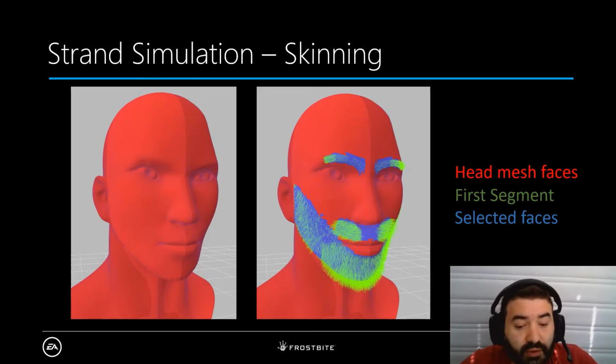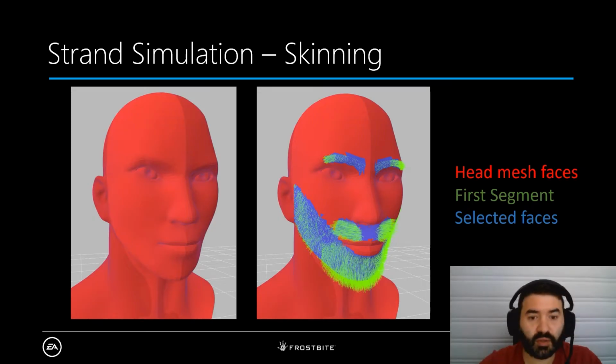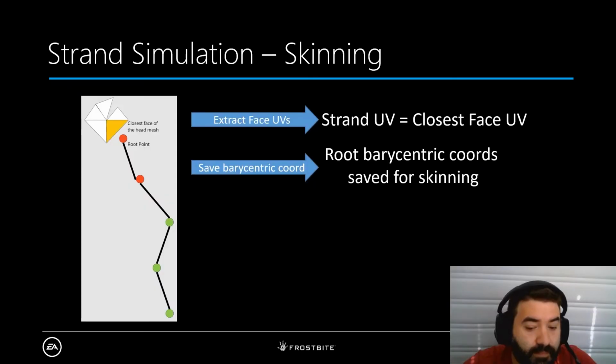To do so, we find the closest face in the head mesh, for each of the root points. The pictures behind me are a debug rendering of this operation, which is relatively costly and is performed offline. The picture on the left shows the head mesh, and on the right, the first segment of each strand is displayed in green. Each face which has been selected by a root point as the closest is displayed in blue. Finding this face is also a way to find the UVs and barycentric coordinates of the strand roots. We will extract the UVs and barycentric coordinates from the face.